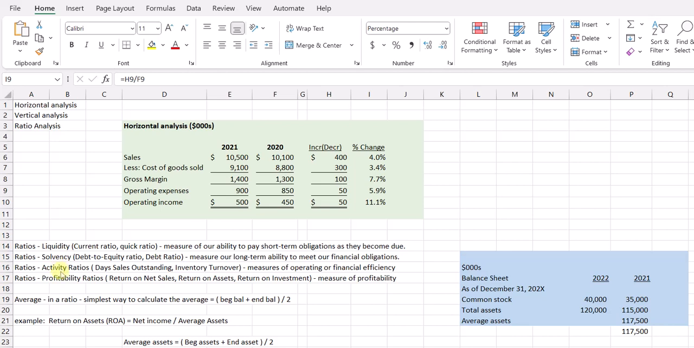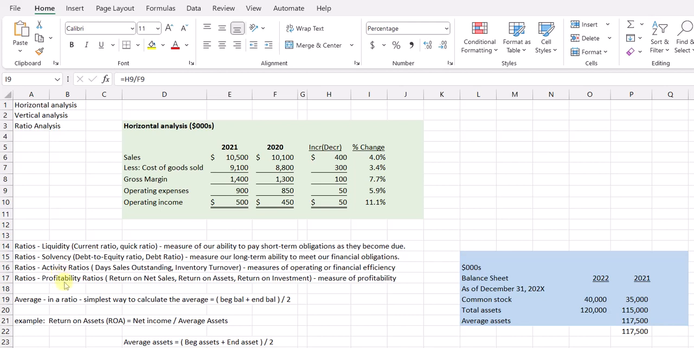The third category would be activity ratios. Examples of these would be days sales outstanding. How many days does accounts receivable remain on the books before we collect it? That's what days sales outstanding tells us. Or inventory turnover. How many times during the year does inventory turn over? Activity ratios are typically a measure of operating or financial efficiency.